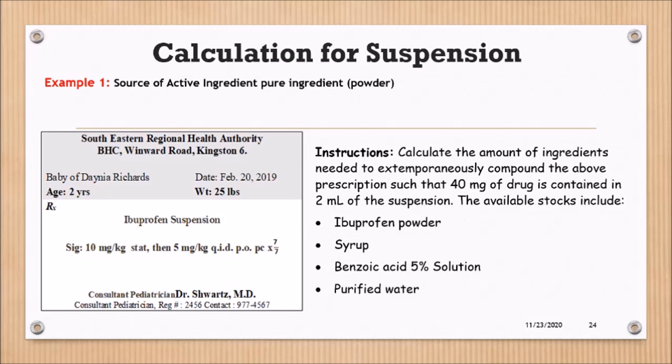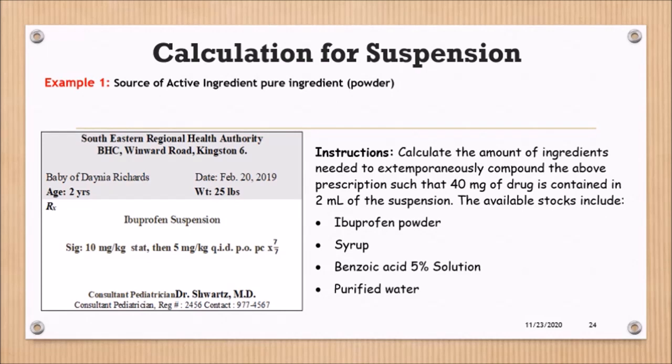So let's look at the prescription, or the instruction, sorry. Calculate the amount of ingredients needed to extemporaneously compound the prescription here, such that 40 milligrams of the drug is contained in 2 mils of the suspension. And the available stocks included are ibuprofen powder, syrup, benzoic acid 5% stock solution, and purified water.